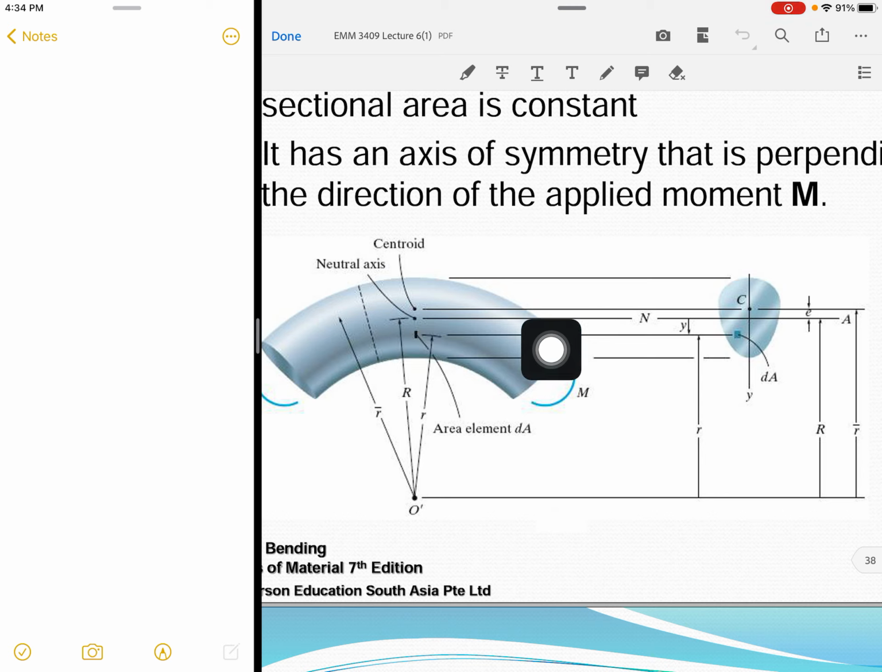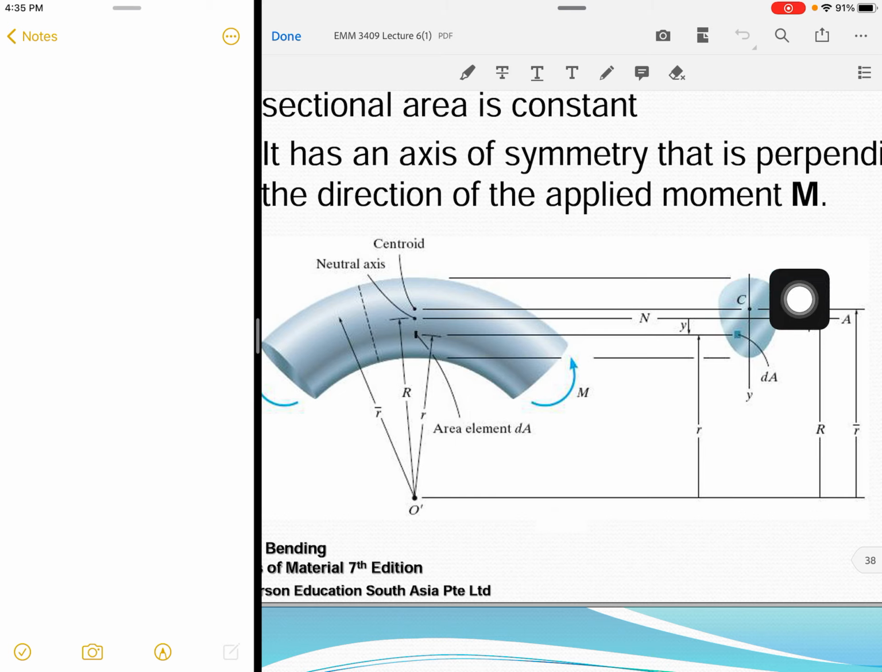So this is the line for the neutral axis. This is the cross section, okay? And the centroid is a little above the neutral axis. And you can see that the moment is applied in this direction, okay? And then we have the parameter R, which is the radius, and the neutral axis is actually like a curve according to the curve of the beam.